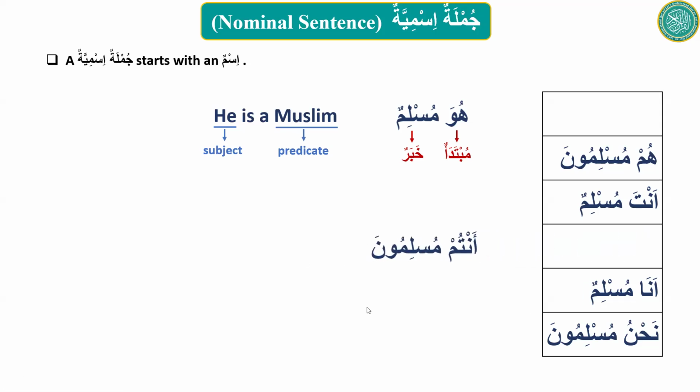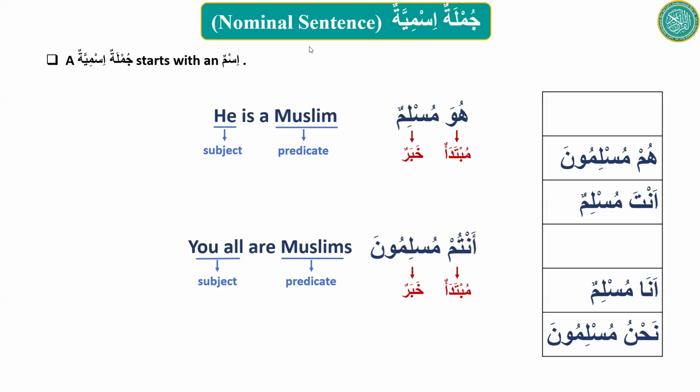Let's take this one. Antum Muslimuna. As you all know, you all are Muslims. "You all" is the subject, "Muslims" is the predicate. If we label them on the Arabic side, Antum, which is the first ism, marfu, is mubtada, and Muslimuna is khabar.